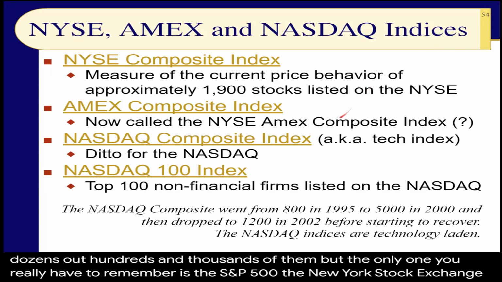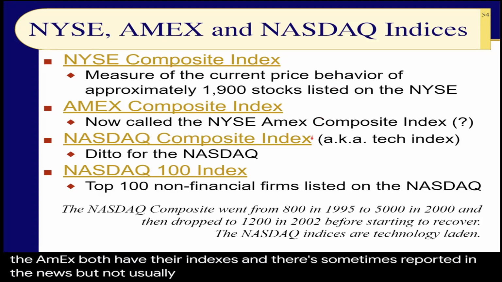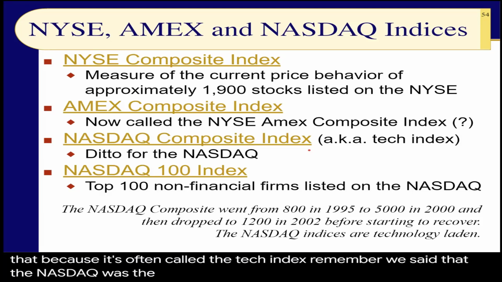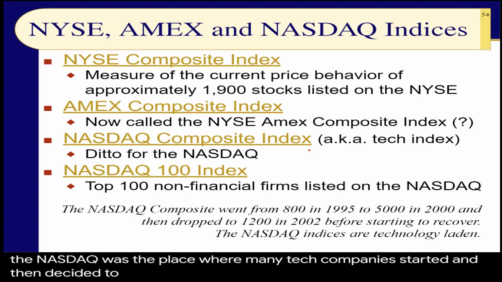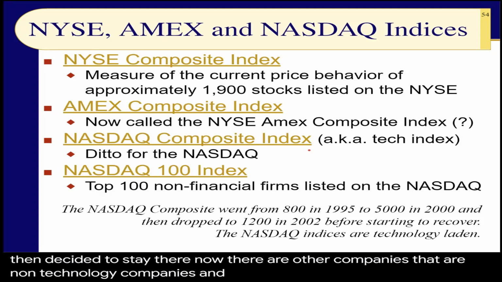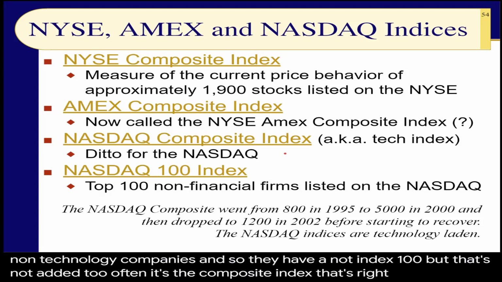The New York Stock Exchange, the Amex, both have their indexes, and they're sometimes reported in the news, but not usually. The NASDAQ is reported in the news. Why is that? Because it's often called the tech index. Remember, we said that the NASDAQ was the place where many tech companies started and then decided to stay there. Now, there are other companies that are non-technology companies, and so they have an index 100, but that's not reported too often. It's the composite index that's reported.